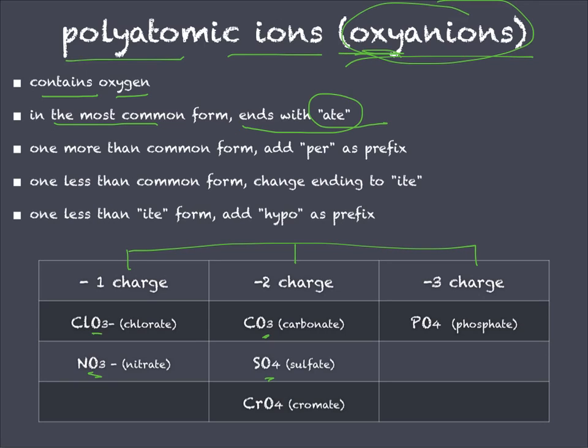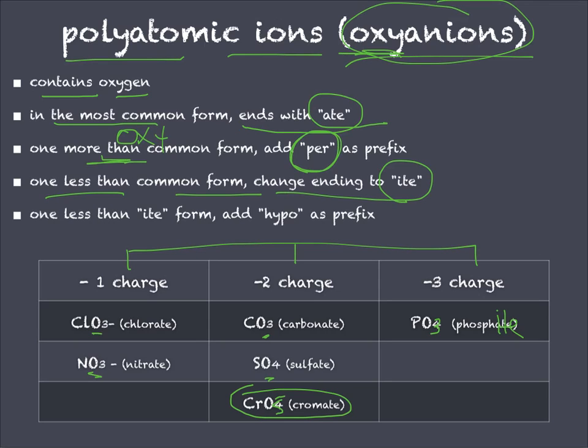If I have 1 more oxygen than the common form, I'm going to add per as a prefix. So for example, if I have CrO5, then I'm going to name it perchromate. If I have 1 less than the common form, I change the ending to ITE. So for example, if this one had PO3, I would name it phosphite, not phosphate.